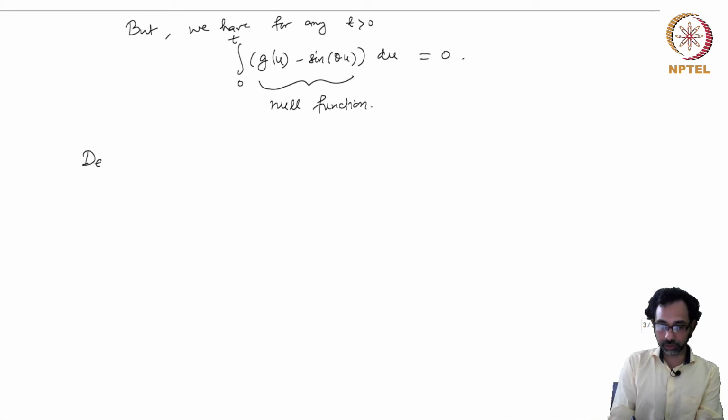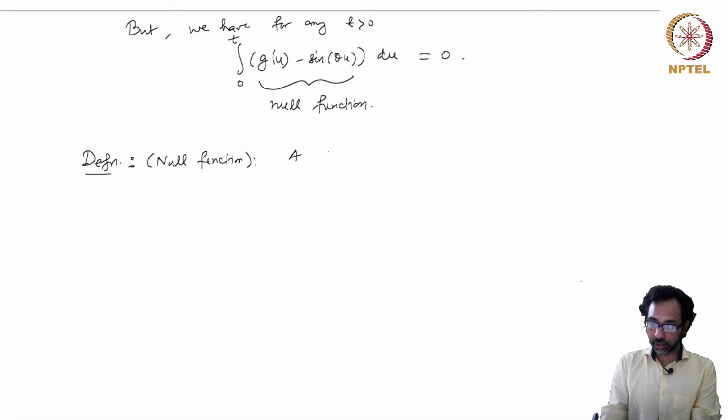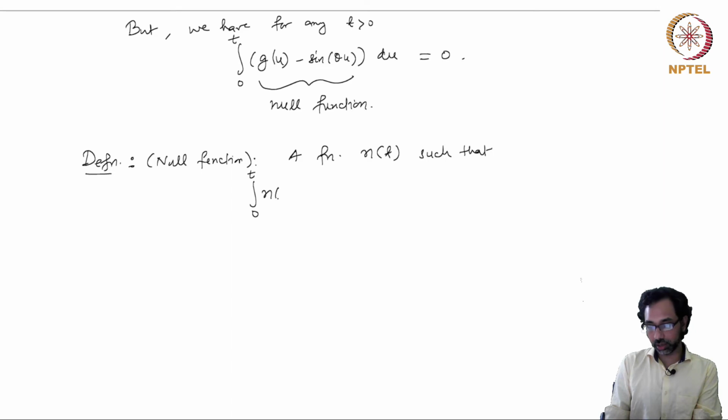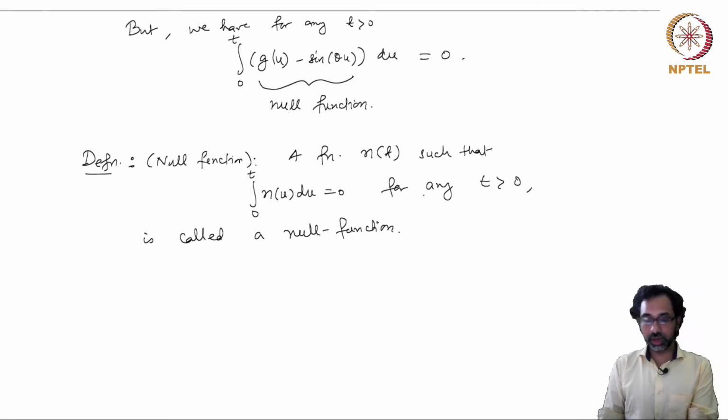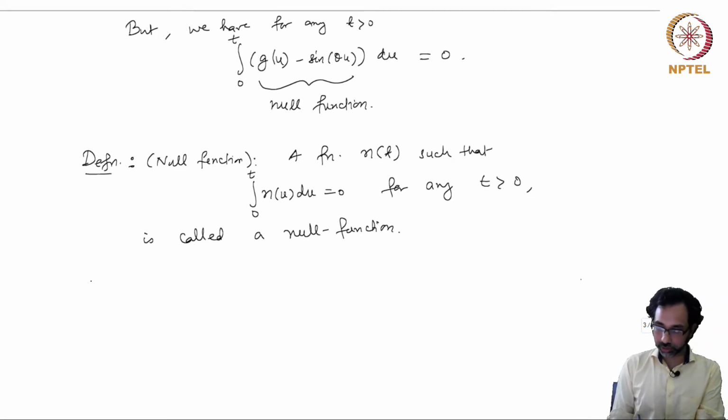So let me define what is a null function. A function n(t) such that the integral from 0 to t of n(u) du equals 0 for any t positive is called a null function, meaning that the integral must be 0 for any interval that you take from 0 to t.